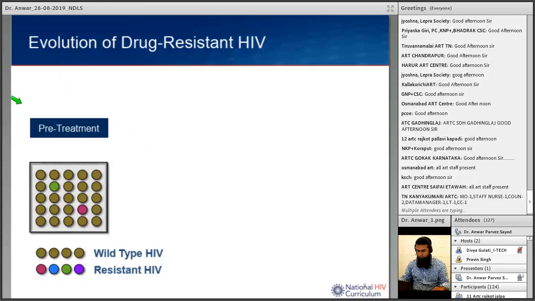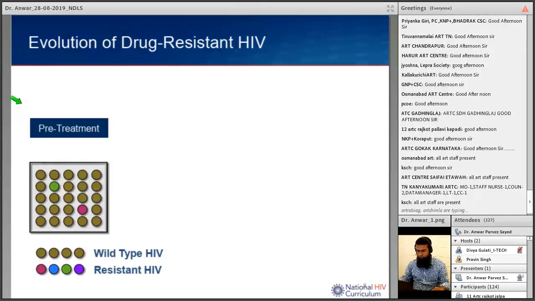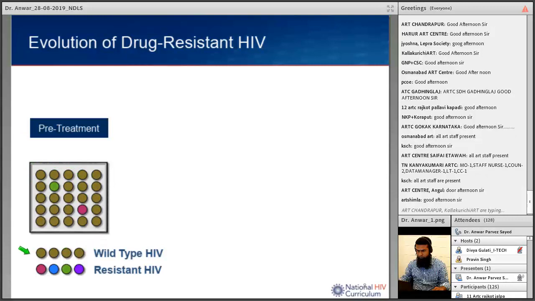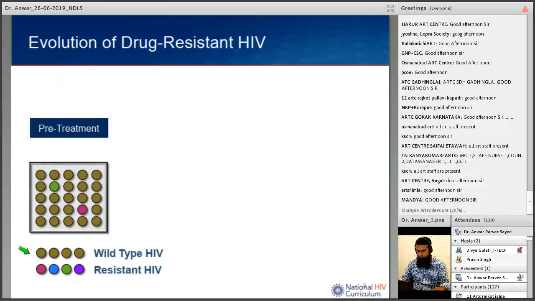Now this is a pictorial depiction of how the evolution of drug resistance to drug-resistant HIV happens. Imagine that this is the pre-treatment status, and these brown dots are called wild virus, which is the natural, typical, known HIV virus, and these colored dots are resistant HIV viruses.